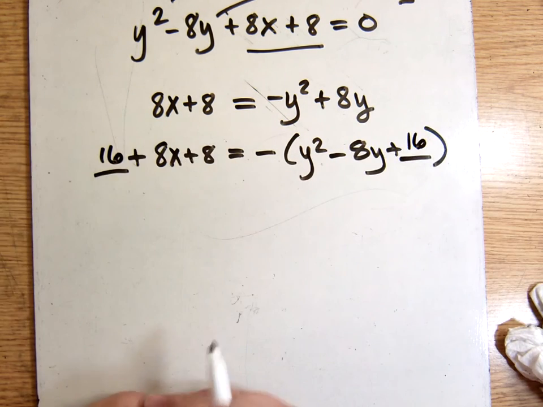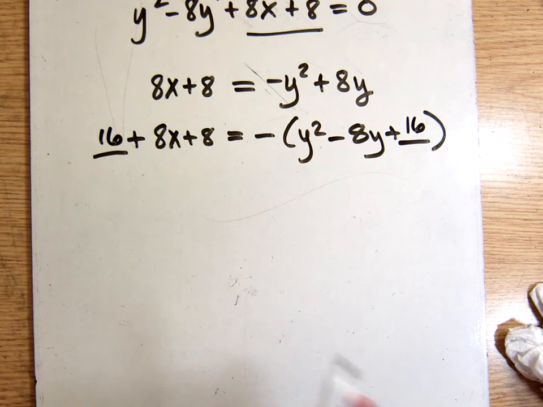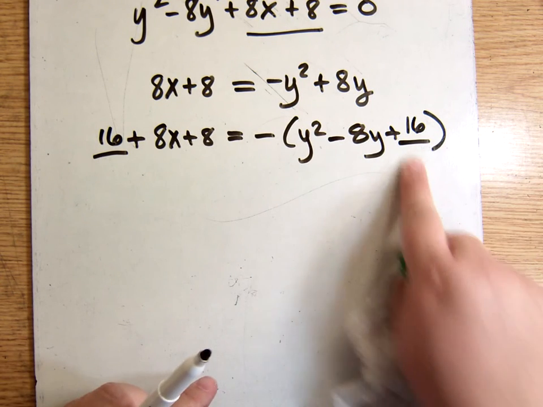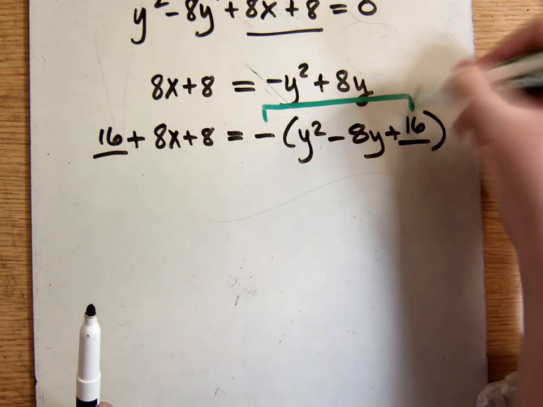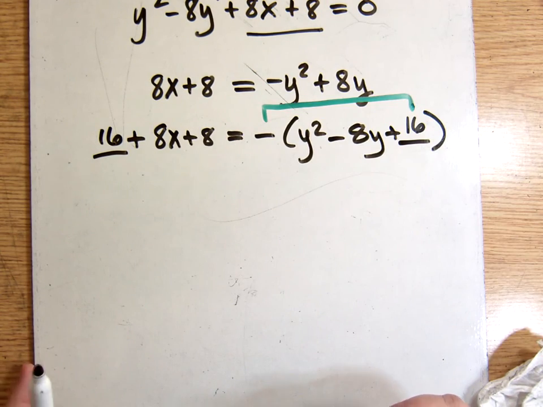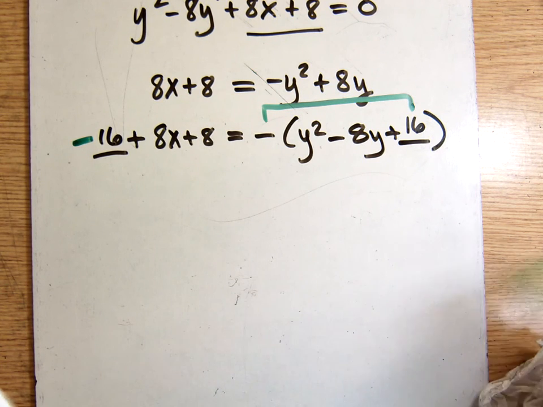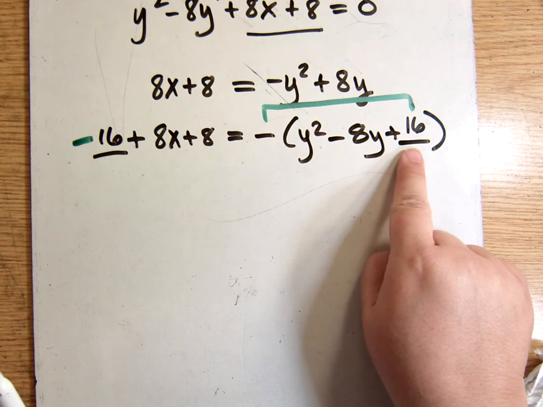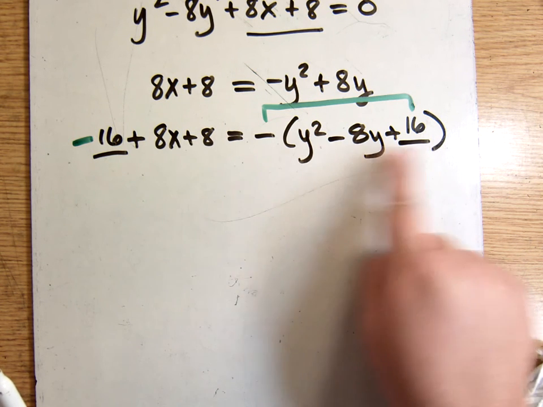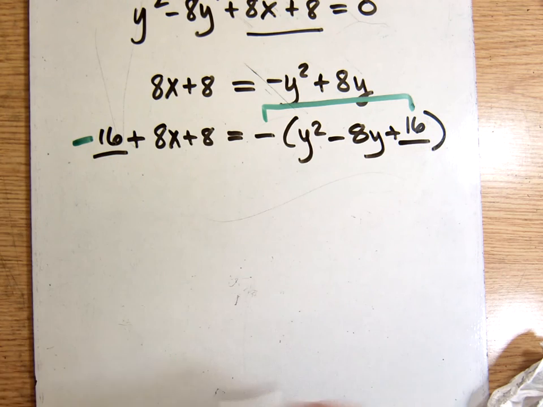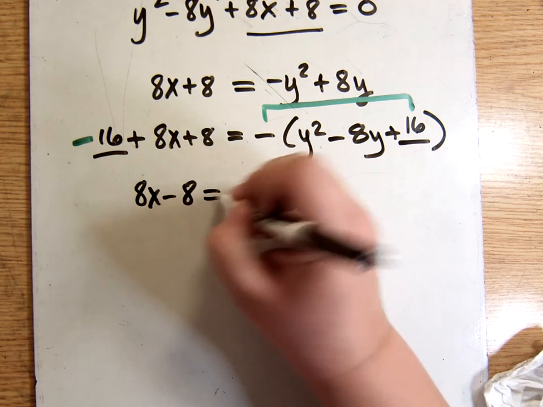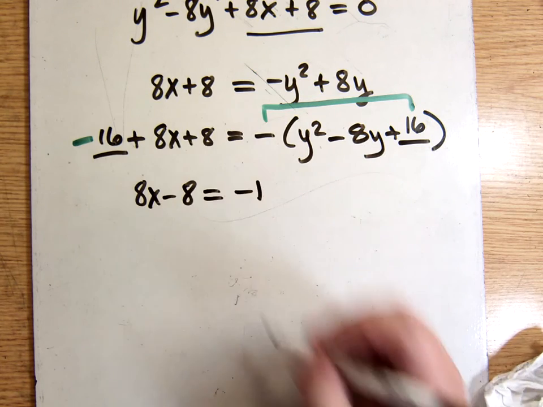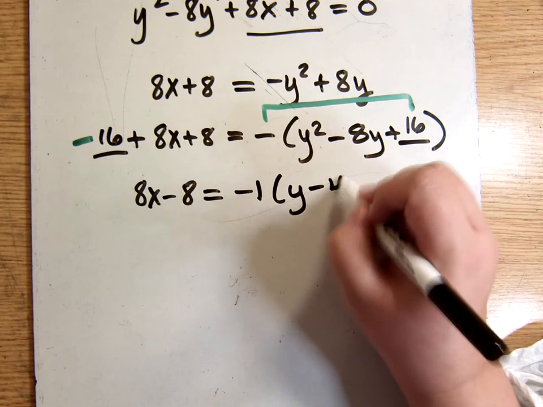Except what's just happened, I got to be very careful about. By putting a positive 16 here, I have really added a negative 16 to the right. So if I added a negative 16 to the right, I need a negative 16 on the left as well. Because of this negative out front, putting a 16 here did not add 16. It really subtracted 16. So I'm going to do it over here as well. So over here now I have 8x minus 8. And over here I have that negative 1 still. And this is y minus 4 quantity squared.